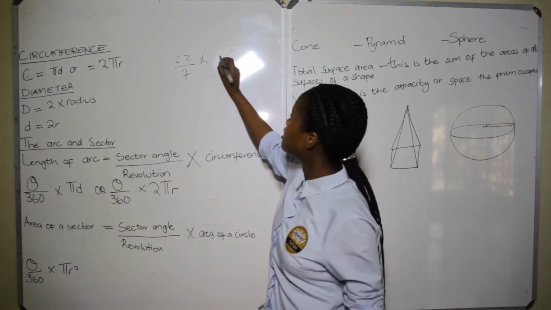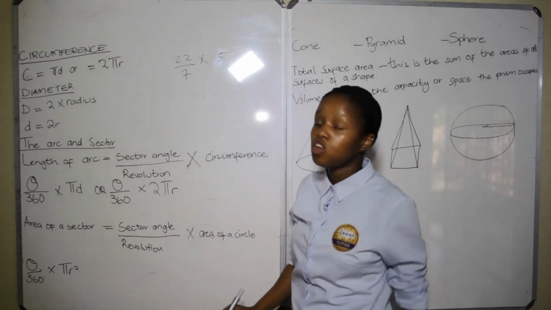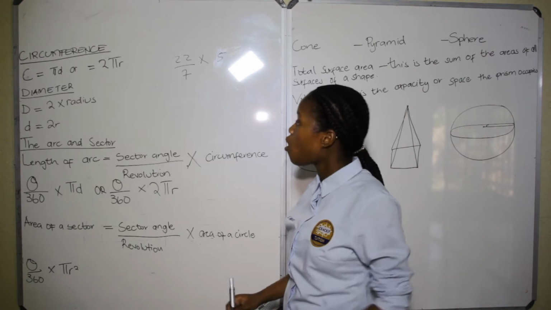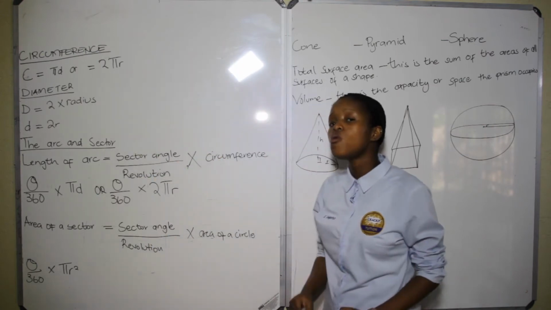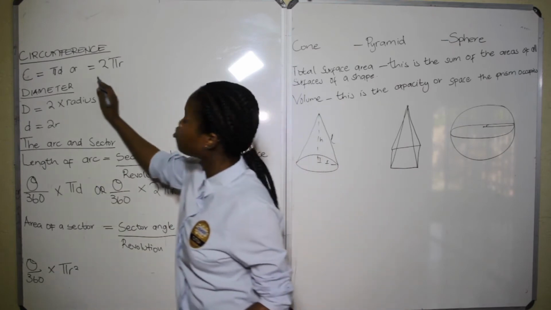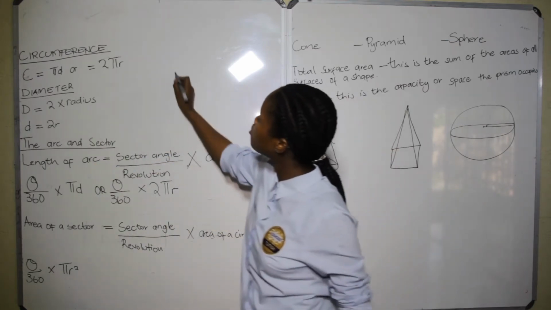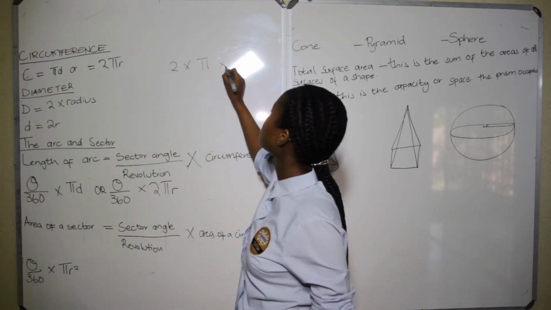And your d, I want to state what your d is. Your d can be 3 centimeters. Your d can be 5 centimeters. So it's going to be 22/7 times 5. Or what you can use is what? 2 pi r. As I've already written here, 2 pi r. So that means it's 2 times pi times r.